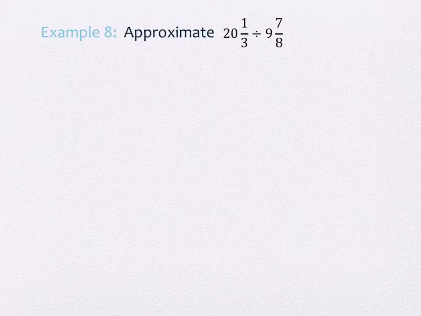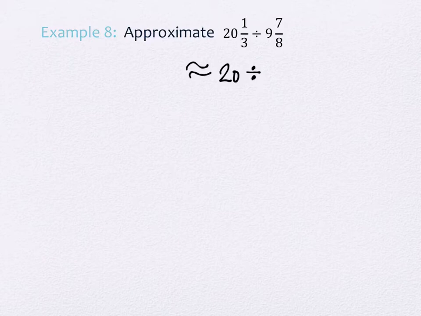So this is the premise of why we would want to think about this particular problem as an approximation problem. Even if the directions said to find it exactly, we'd like to know what the answer might look like if I approximated it. So if you think about these particular numbers, 20 and 1/3 and 9 and 7/8, they're each close to some other nice value. 20 and 1/3 is really close to 20. All right, we're approximating. 9 and 7/8 is really close to 10.